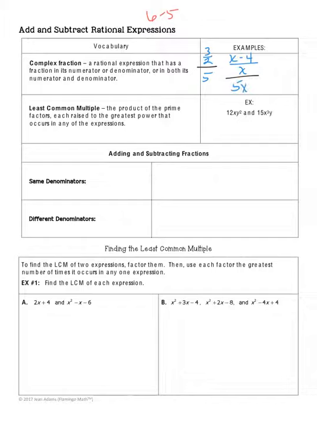Or x squared, that's a 2, plus 3x plus 2, all of that divided by x plus 3, and then that divided by x plus 2 over x squared minus 9. So all of these are considered complex fractions, a fraction inside a fraction.